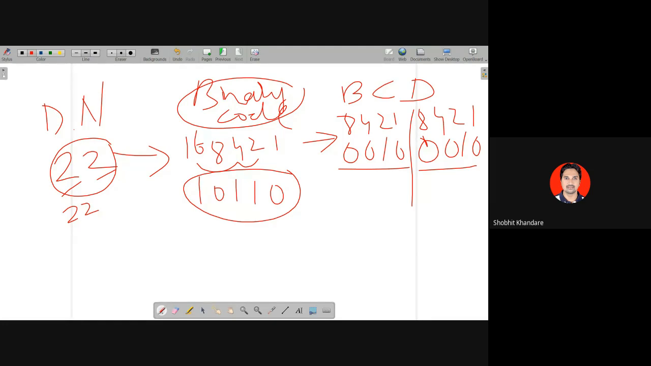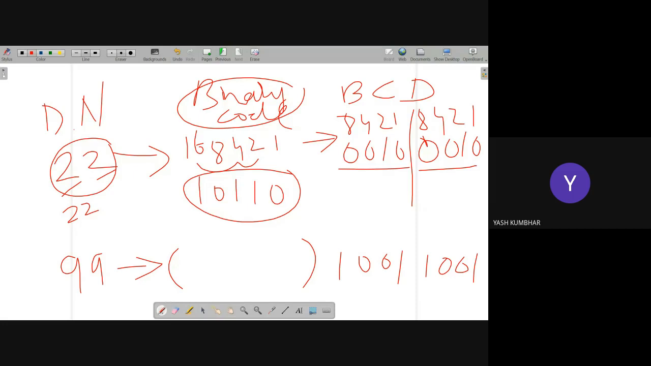Tell me the largest 2-digit decimal number. 99. Yes, you are right. 99. हाँ, तो 99 का बाइनरी कोड में करेंगे तो do this as a homework, क्योंकि ये फिर बहुत बड़ा हो जाएगा. You do this as homework. ओके. और BCD में अगर करना है तो it will be what, 1001 and 1001. Do you agree with this? Yes, sir.